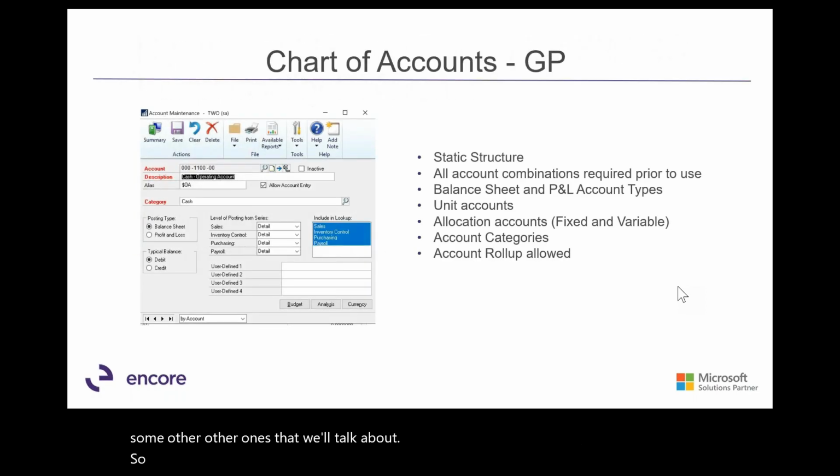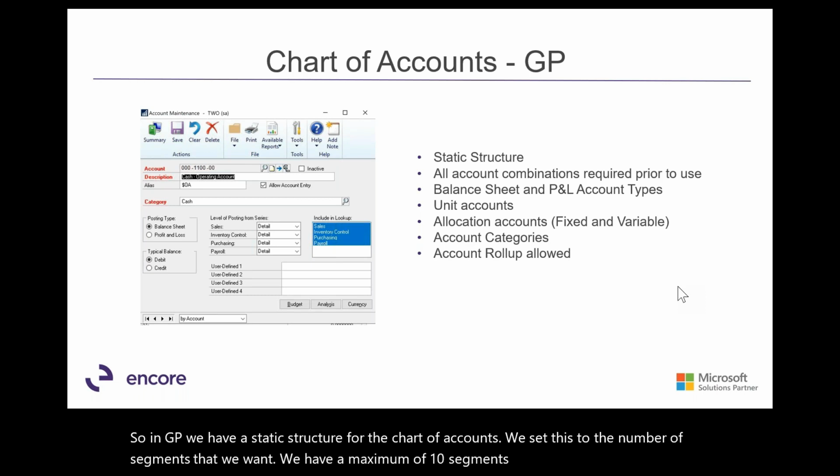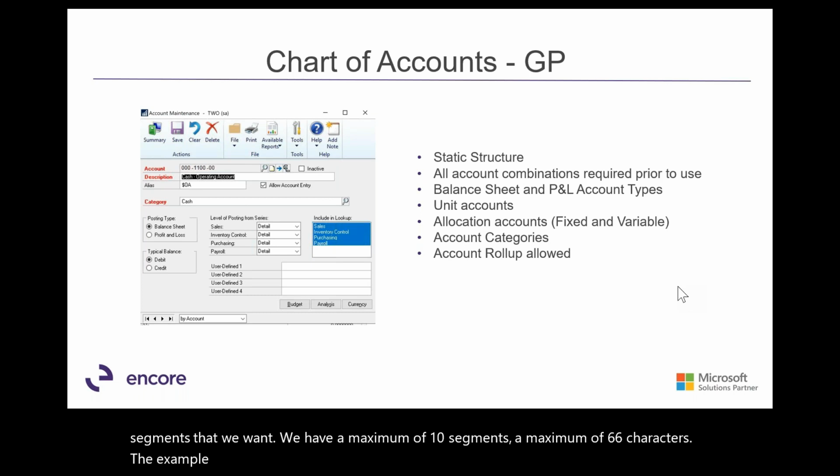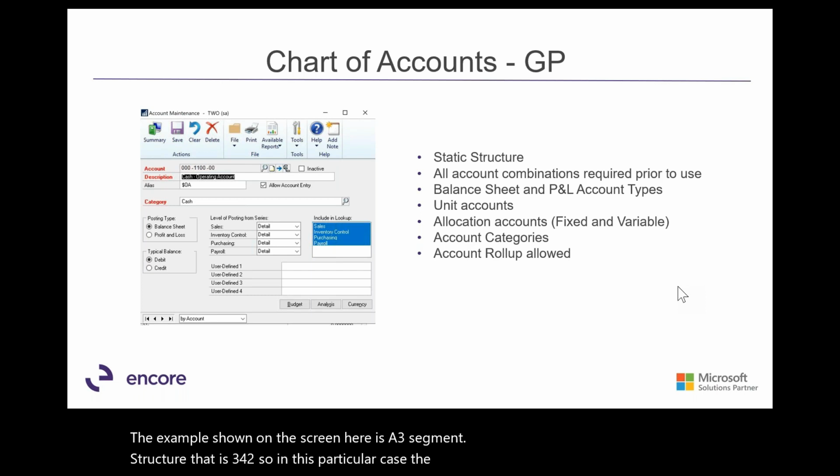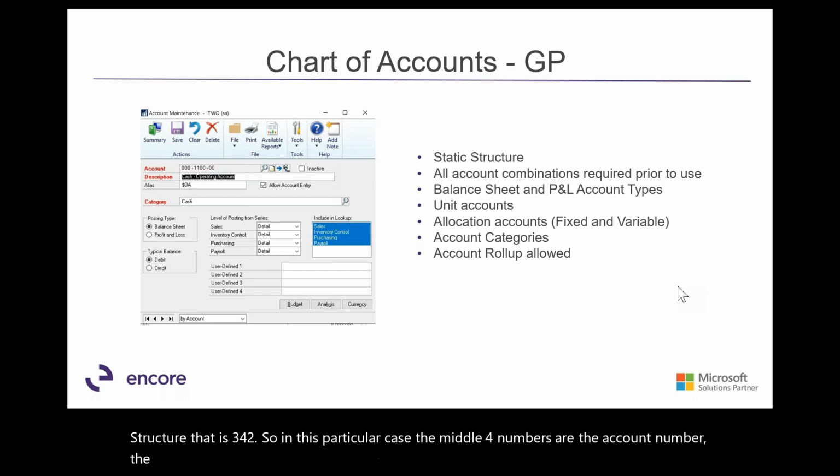So in GP, we have a static structure for the chart of accounts. We set this to the number of segments that we want. We have a maximum of 10 segments, a maximum of 66 characters. The example shown on the screen here is a 3-segment structure that is 3-4-2. In this particular case, the middle 4 numbers are the account number, the first 3 are the department, and the last 2 are the sub-accounts.